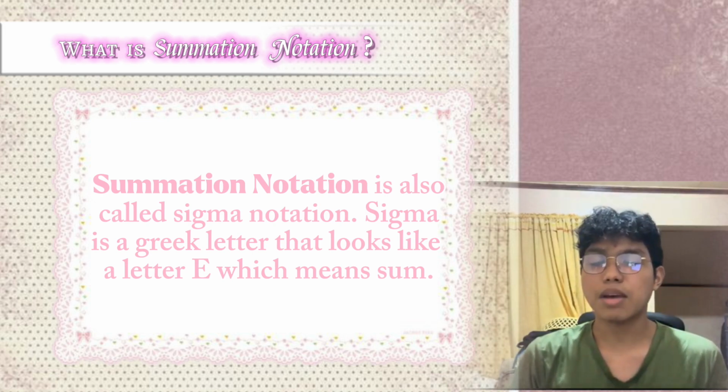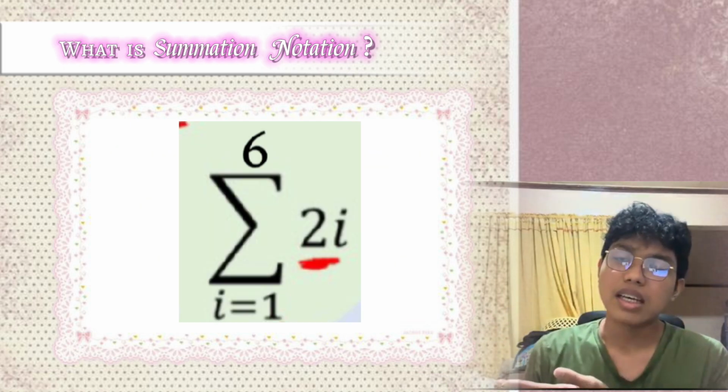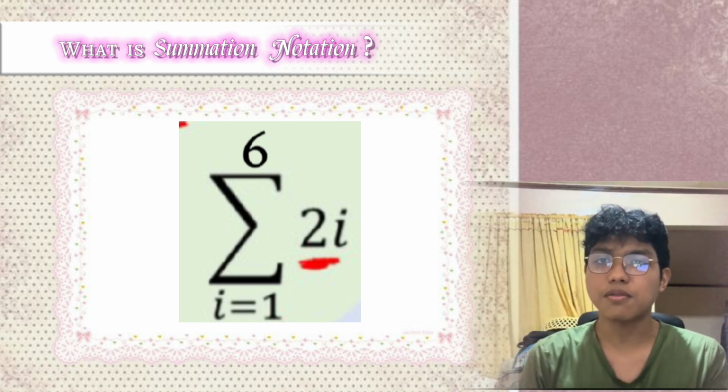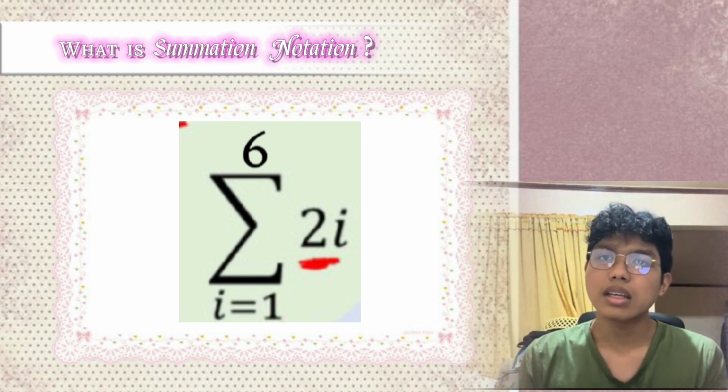So what is summation notation? Summation notation, also called sigma notation. Sigma is a Greek letter that looks like a letter P, which means sum. You can use this in a series like 2 + 4 + 6 + 8 + 10 + 12, which can be written as this. This notation is read as the summation of 2i from i equals 1 to 6. The i is also called the index. But sometimes you can see this as letter n or letter k, since letter i is just a representation of the index. Now let's move to the properties of summation notation.